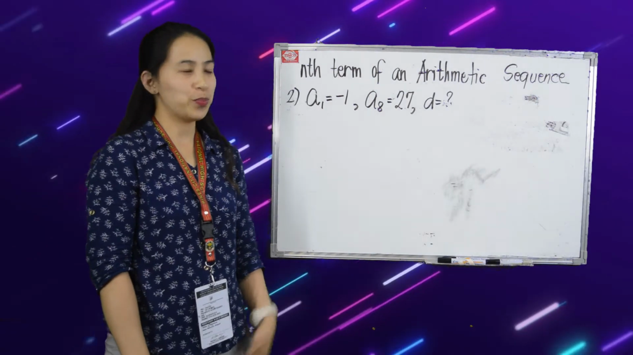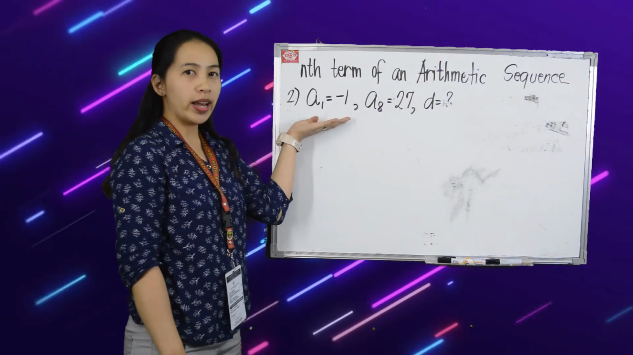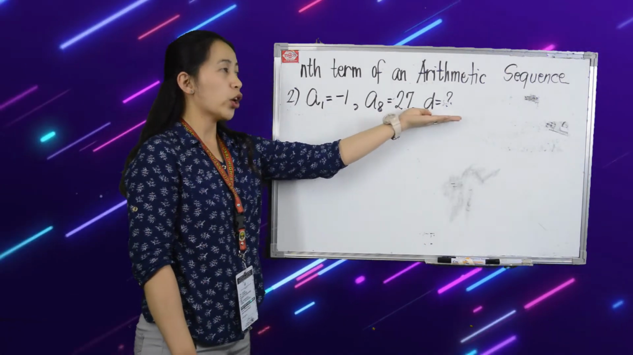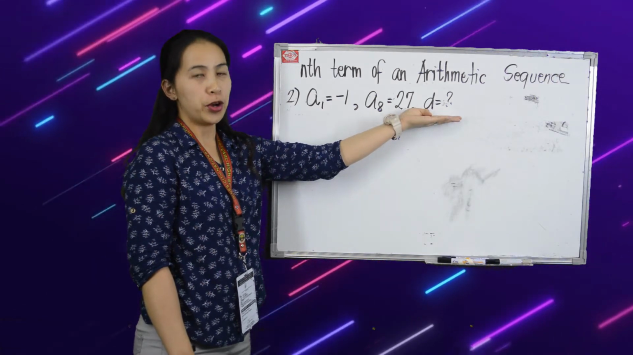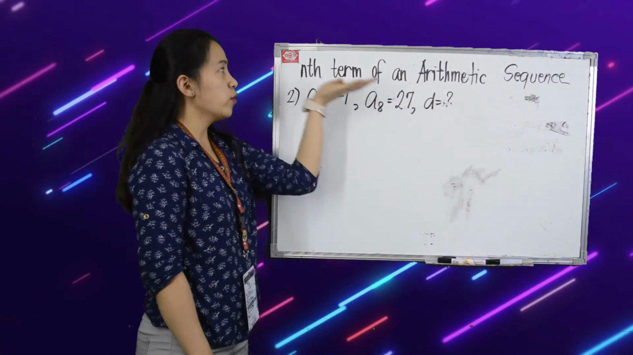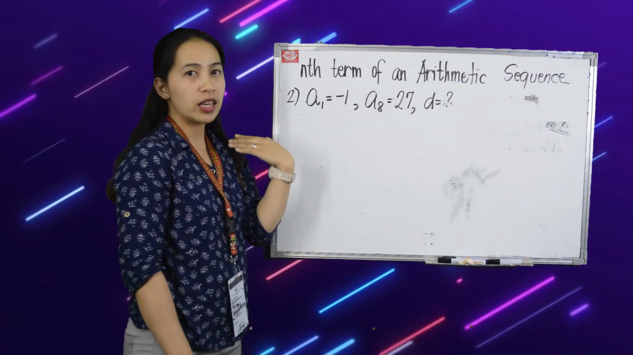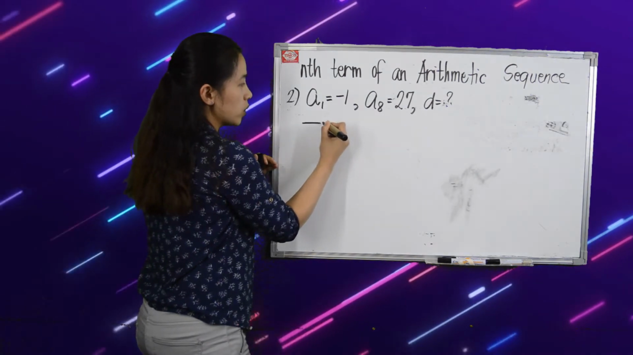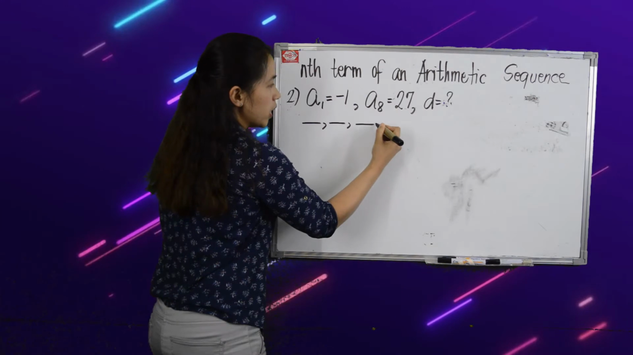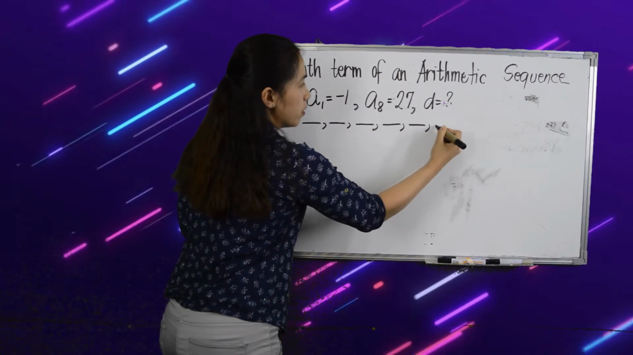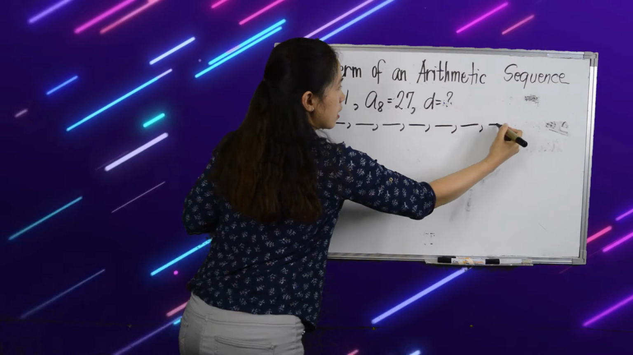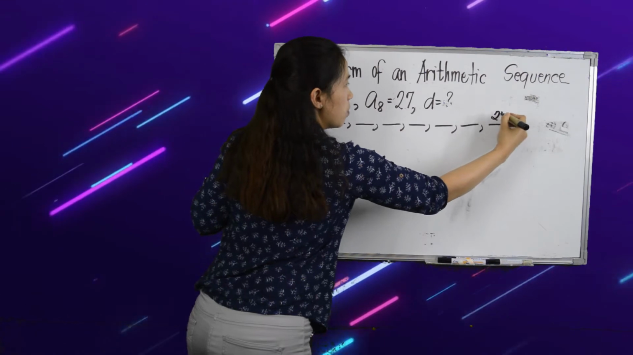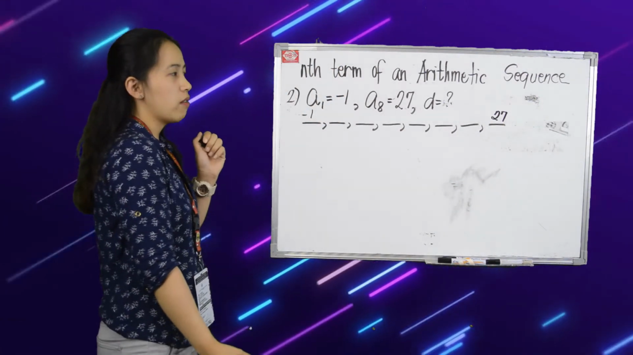Example number 2. We are given A sub 1 as negative 1, A sub 8 is 27, and d, or the common difference, is unknown. How are we going to find it? Again, we will apply the nth term of an arithmetic sequence. So first, let us try to illustrate our sequence. This is our A sub 1, A sub 2, A sub 3, 4, 5, 6, 7, and 8. This is given negative 1, and then A sub 8 is also known, and that is 27.